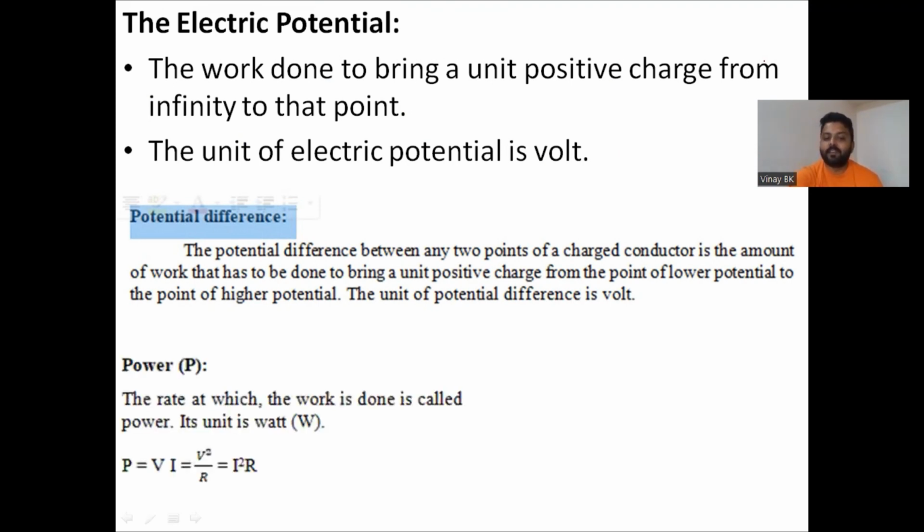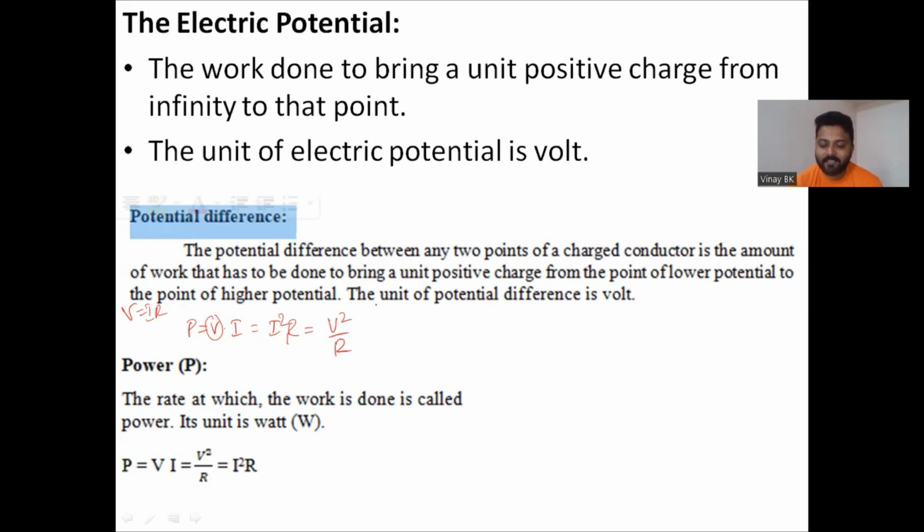And next, power. The rate at which work is done is called power. You can define P equals V into I as the formula of power. In case of DC supply, the power factor is always 1, so you write P equals V into I itself. By Ohm's law, you know that V equals I into R. If you substitute the value of voltage in this, you get I square into R. Similarly, if you substitute the value of current in this equation, you get V square divided by R. So these three are the formulas of power in case of DC.